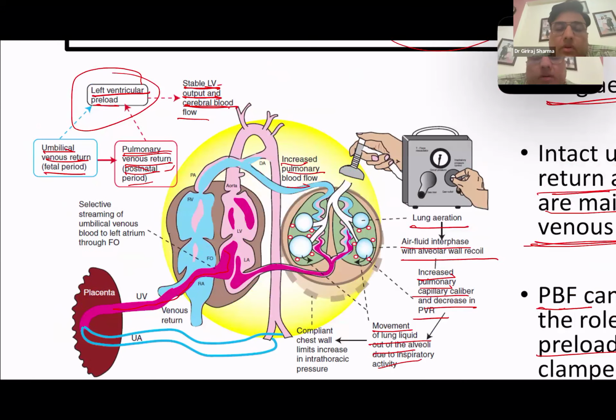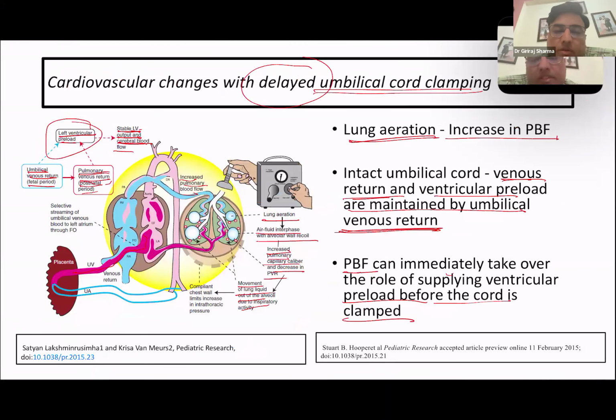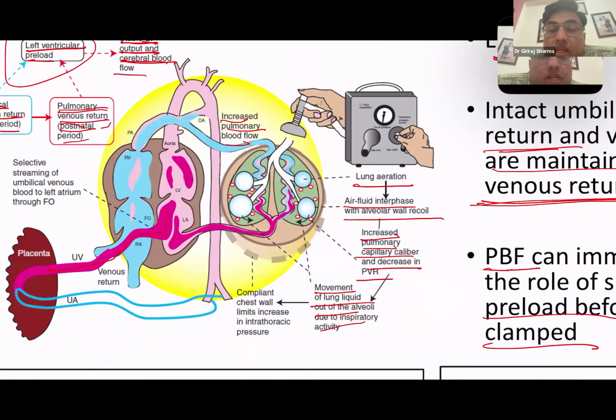By delaying cord clamping, we are allowing the venous return to be maintained and supplied to the preload. There is no increase in afterload, there is no decrease in preload, so cardiac output is maintained. The baby will not go into shock. Hemodynamic stability will be maintained. There will be no cerebral hyperperfusion, so there will be a reduced risk of IVH. So this is the logic behind delayed cord clamping, the physiological rationale that we have discussed here.